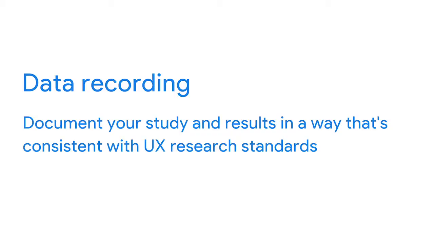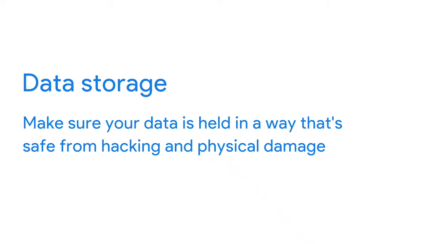In addition to considering vulnerable populations, we also need to consider the safety of research data. This includes three main concerns. The first concern is data recording. It's important to document your study and results in a way that's consistent with UX research standards. Consistent documentation makes it easier to compare the results of any future studies and helps protect you and your company in case of an audit. An audit is a review from an outside party to inspect and verify that research involving people is ethical and follows the study protocol.